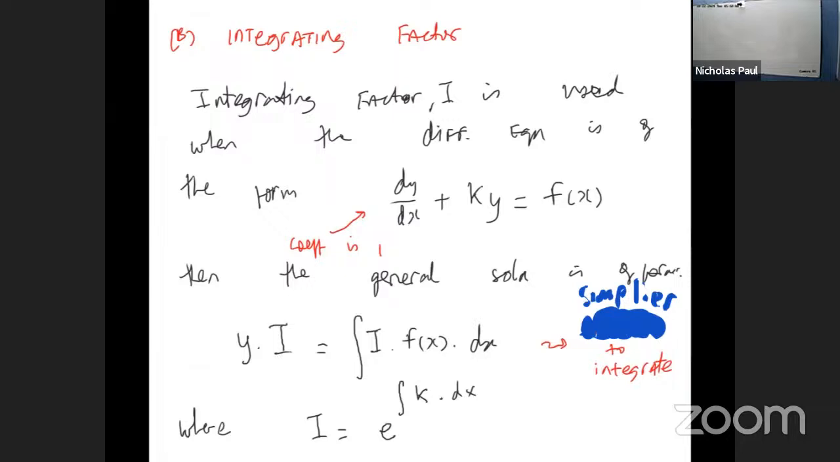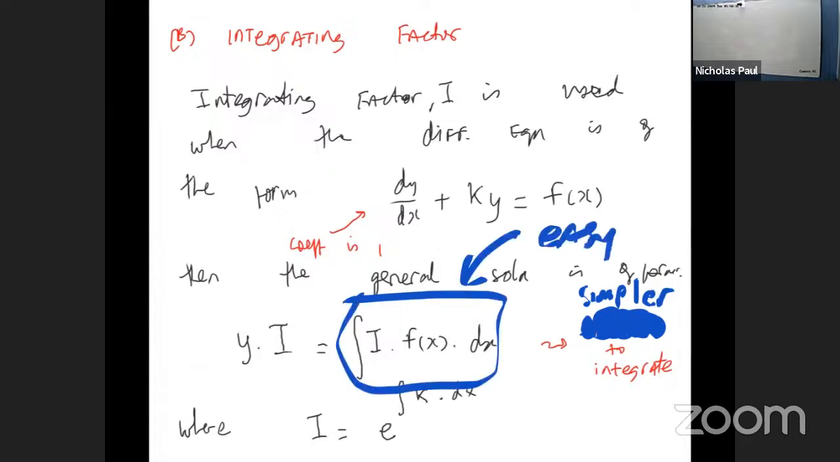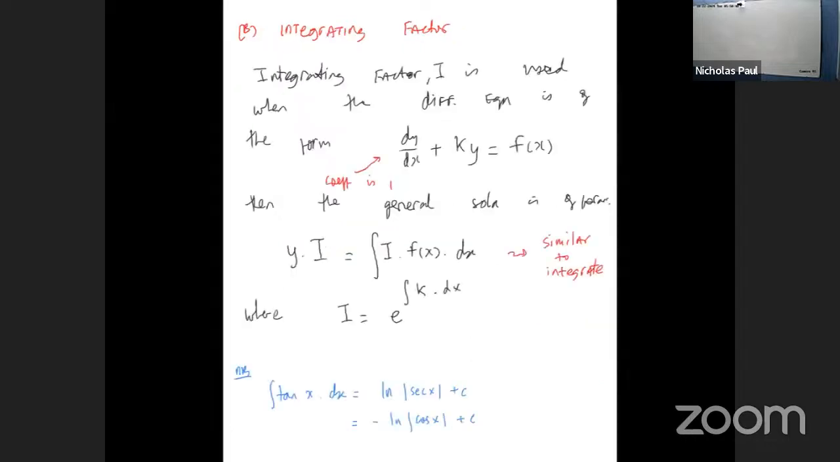Right, the purpose of it is to get a nice and easy integral. So this integral here is supposed to be easy, right? Alright, let's go. Let's try an example here.